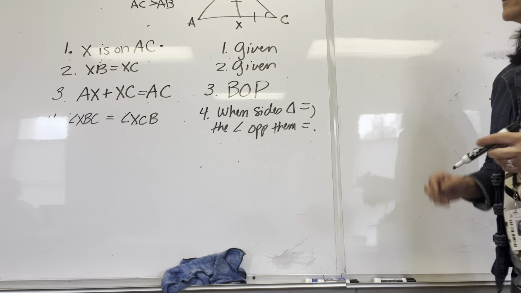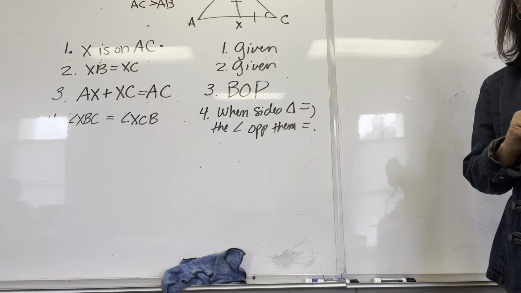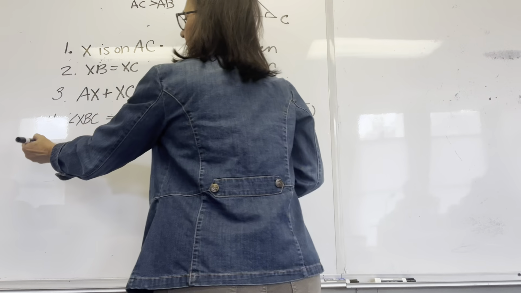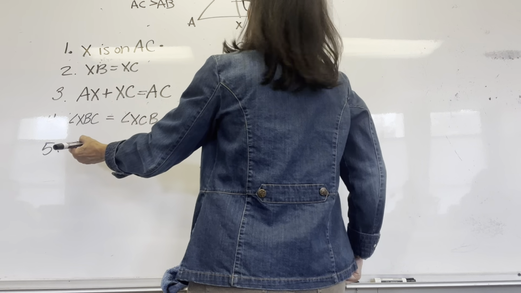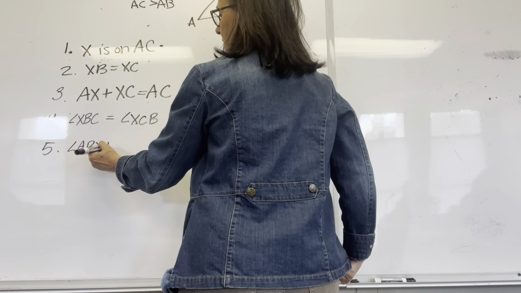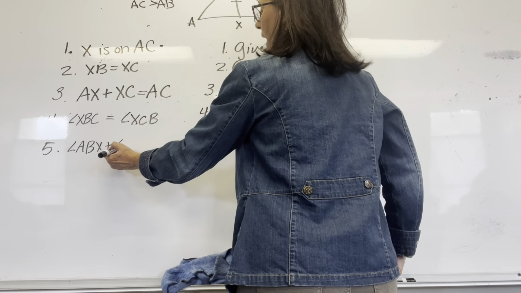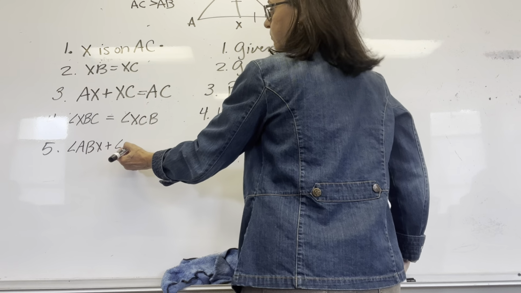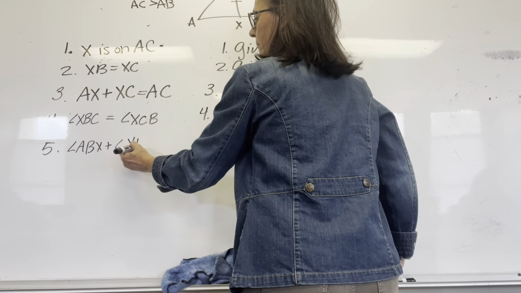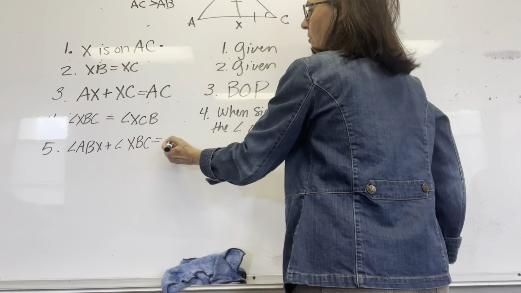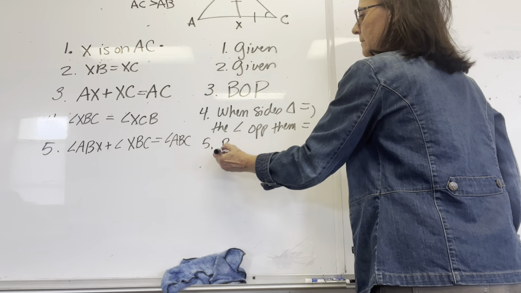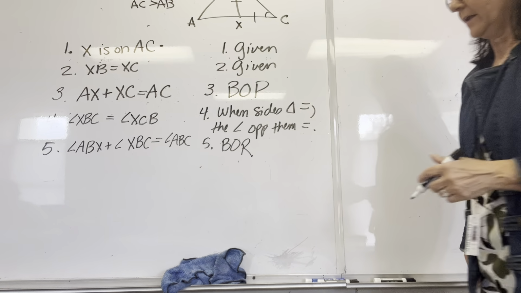What is it made up of? ABX and XBC. So angle ABX plus angle XBC equals angle ABC. Why? Betweenness of rays. Okay?